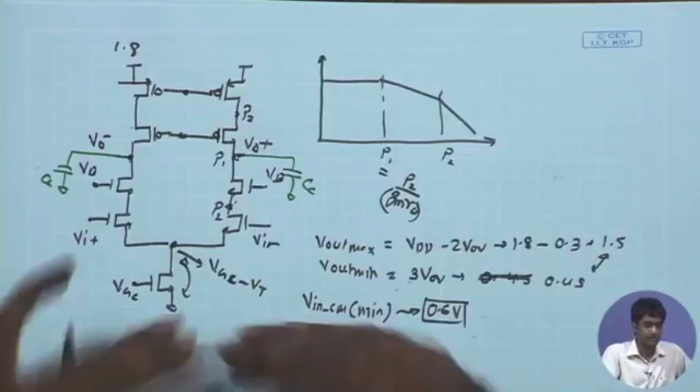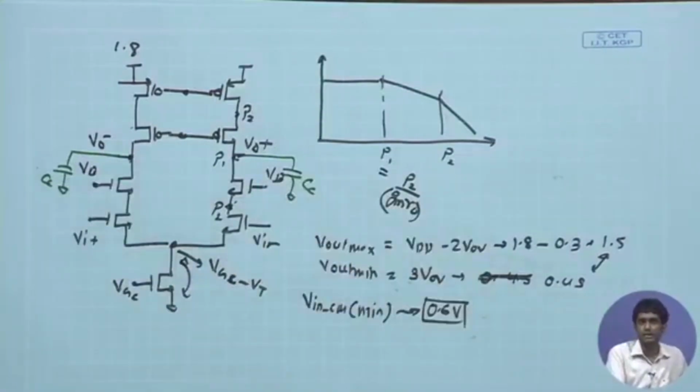There are some other advantages also, like we have discussed the concept of PSRR, power supply rejection ratio. There the cascode devices do have an advantage as compared to our two-stage op-amp, that we have not discussed in detail. Probably in one of the classes we will try to address that as well.